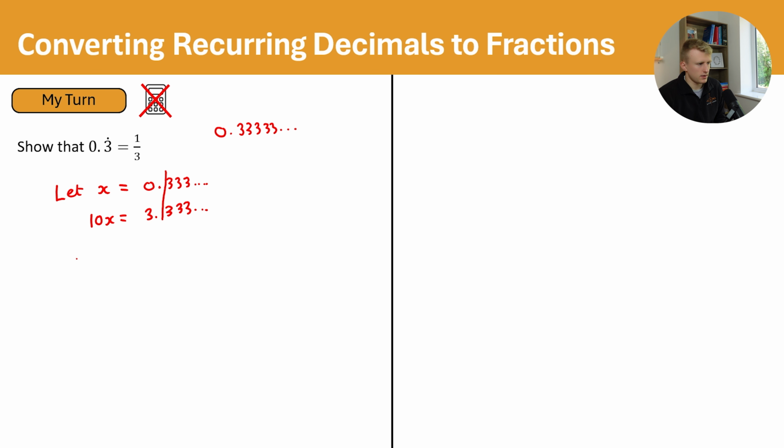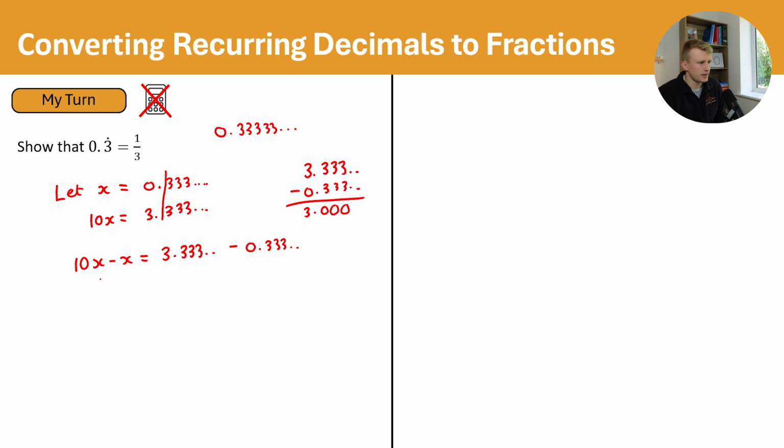So I can say that 10x subtract x is equal to 3.3 recurring, subtract 0.3 recurring. And off to the side, I'll quickly show what that will look like if I do 3.3 recurring and I take away 0.3 recurring. So again, because the tails are lined up, I can just subtract these. 3 subtract 3 is 0. And again, 3 subtract 3 is 0. 3 subtract 0 is 3.